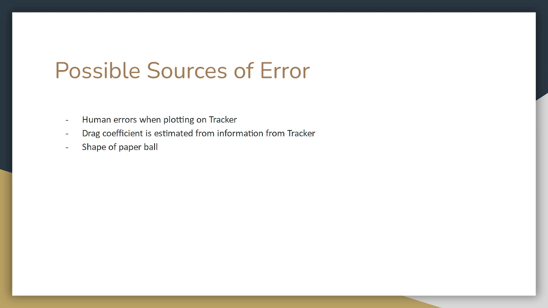Possible sources of error include human errors when plotting on Tracker, which could also give errors in the drag coefficient because it was estimated from the information from Tracker. Also, the shape of the paper ball was not perfect, which means the air resistance was applied unevenly.